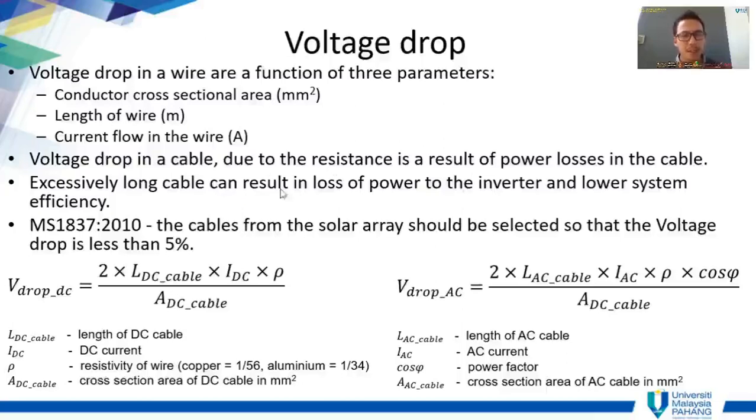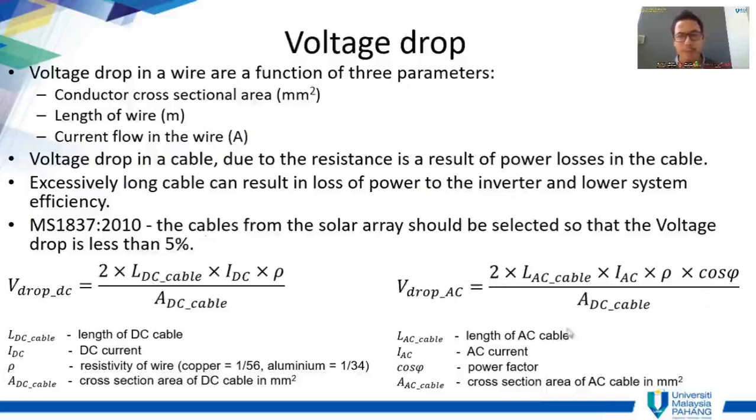Excessively long cable can result in loss of power to the inverter and lower system efficiency. It means that the longer the cable you have, the higher the loss of power that you will obtain. Based on MS 1837:2010, the cables from the solar array should be selected so that the voltage drop is less than 5%. The key point here is the 5%.